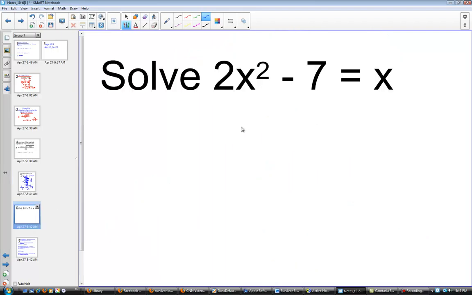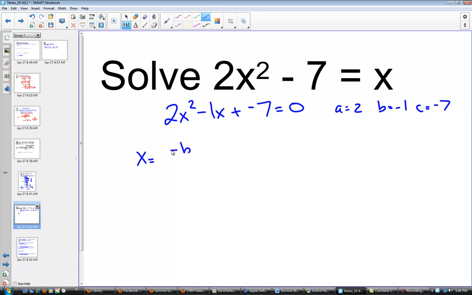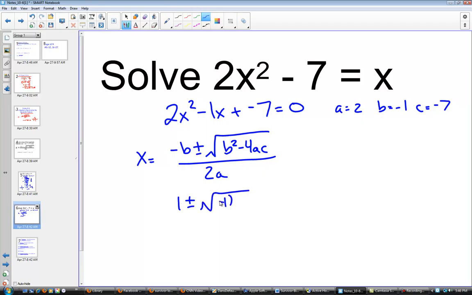Okay, I would like you to try this one on your own, so go ahead and pause it. All right. You're going to first move the x, get it set equal to 0. Our A is 2, our B is negative 1, and our C is negative 7. We write our formula down: negative B plus or minus the square root of B squared minus 4AC, all over 2A. Negative B is going to give me 1 plus or minus the square root of negative 1 squared, kind of in parentheses, minus 4 times 2 times negative 7, all over 2 times 2.